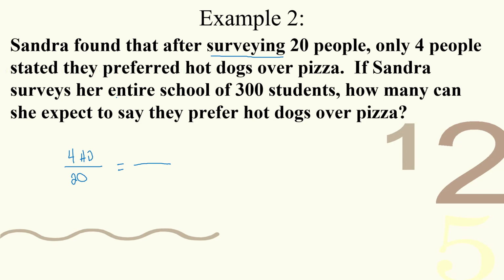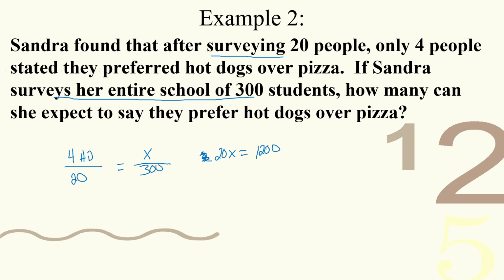Now, if she were to survey the entire school, well, the entire school ends up being our larger group. So that's going to be the population. How many can she expect to prefer hot dogs? X. So we want to cross multiply. 20x is equal to 1200.